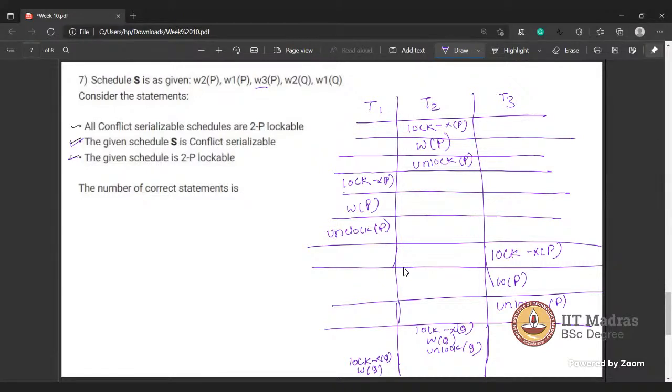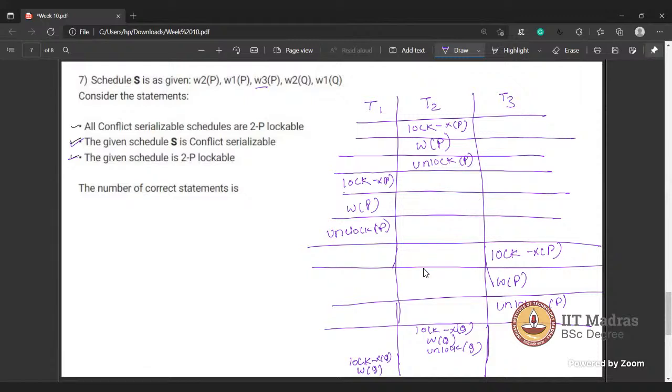Sir, are the growing and shrinking phases independent of the data item, or are they dependent on it? Take T2 for example. We have the growing and shrinking phase for P first and then for Q. Do these classify as the same, or are they different? If they're different, we will say it is not two-phase lockable because the growing phase is occurring after the shrinking phase. But then it is a separate data item as well. So does that affect it or not?